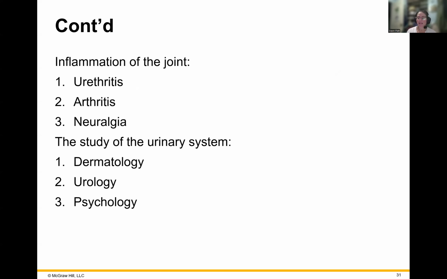Next questions, the terminology that defines inflammation of the joint. Inflammation of the joint. Second question, which definition defines the study of the urinary system?